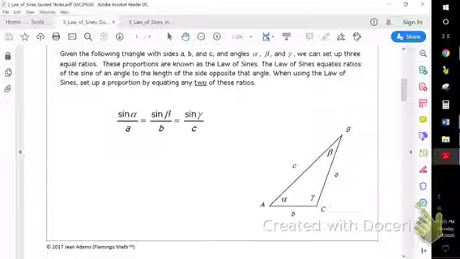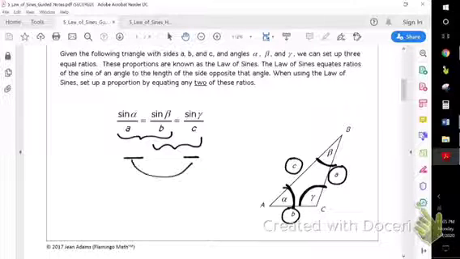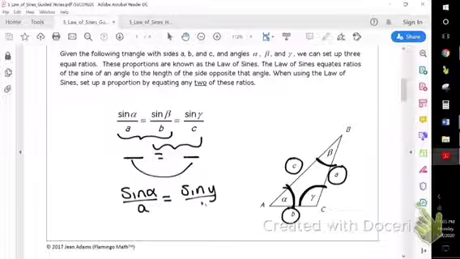So we could take sine of alpha over side a, and that's equal to sine of beta over side b, which is also equal to sine of gamma over side c. We could take any of these. We could set the first two equal to each other, the second two equal to each other, or the first and the last equal to each other. So we could take sine of alpha over a and say that it's proportional to sine of gamma over side c.